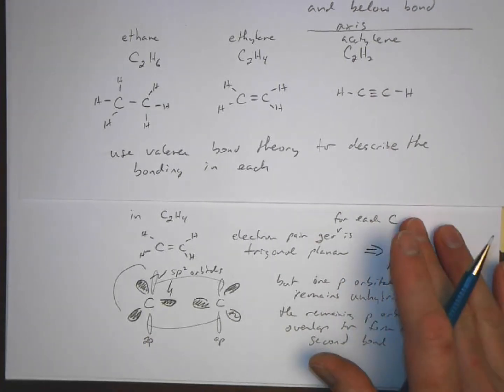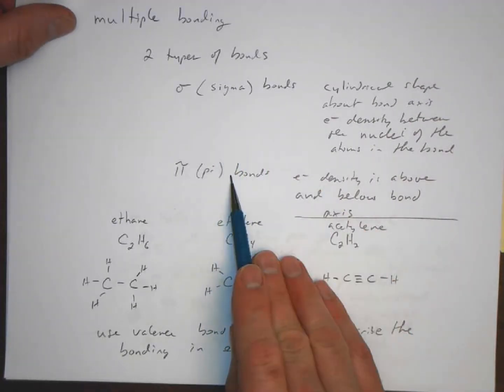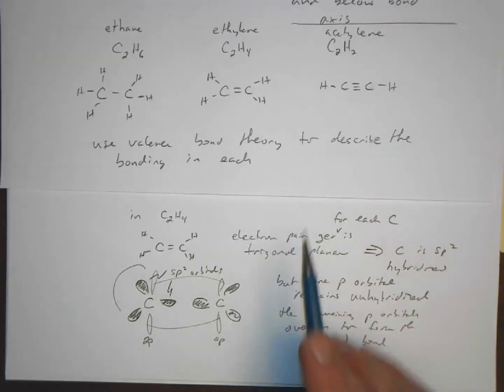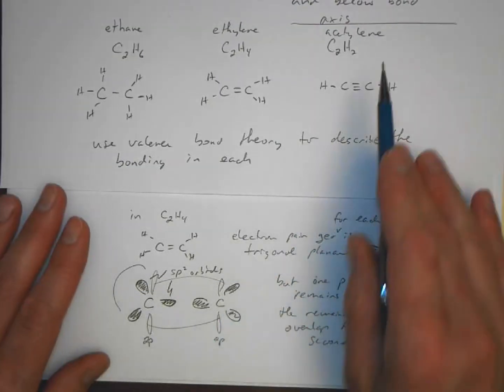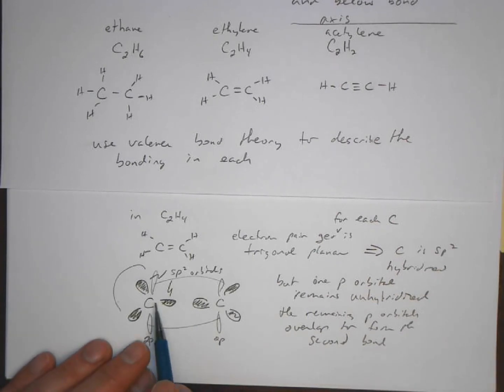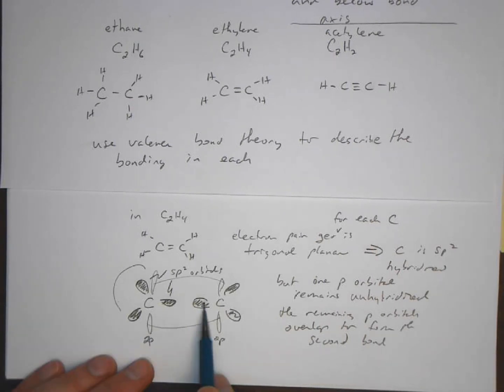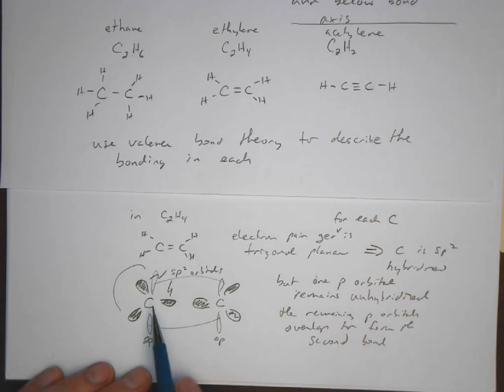Now, if you recall, we had 2 different types of bonds that we were talking about in this section. We had sigma bonds and pi bonds. Sigma bonds, the electron density falls between the atoms. Pi bonds, the electron density falls above and below. Now, if we think about what's happening here, the electron density that's due to the sp2 orbitals is between the 2 carbon atoms, whereas the electron density of the p orbitals is above and below.